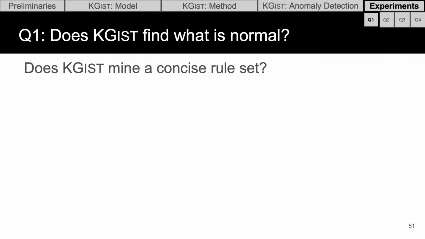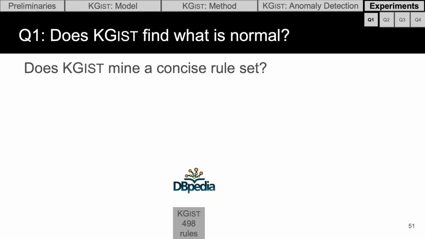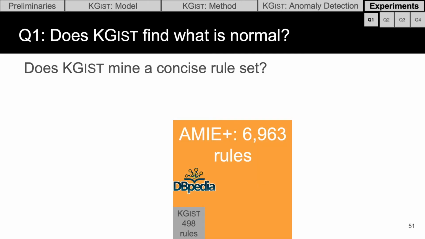To answer this question, we compare to AMY, which is an existing rule mining method that doesn't use the minimum description length principle and instead uses the support and confidence framework of associational mining. On NEL, Kgist mines 573 rules, and in comparison, AMY mines a whopping 32,676 rules. Similarly, on DBpedia, Kgist mines only 498 rules, while AMY mines 6,963 rules. So in both cases, Kgist is mining orders of magnitude fewer rules than existing rule mining techniques.